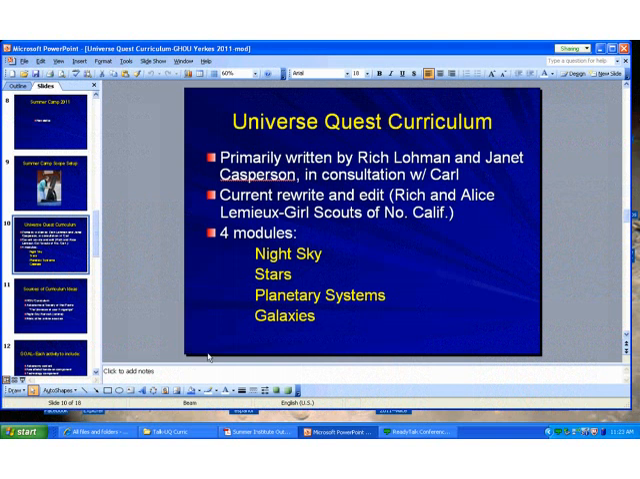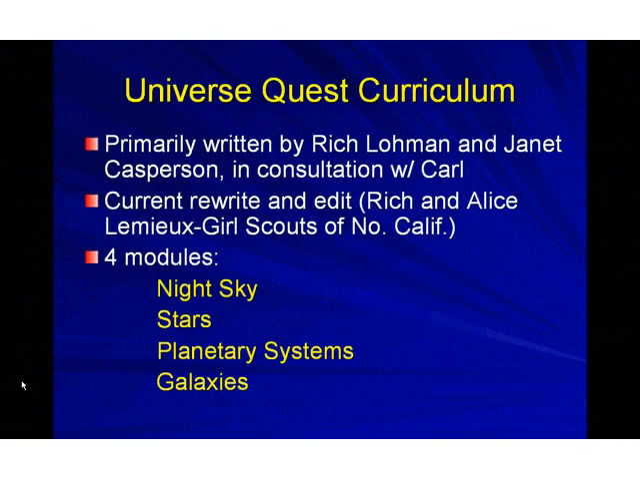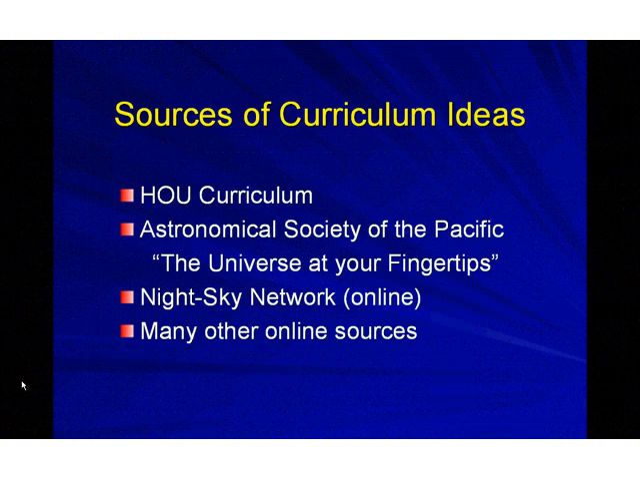So, moving on with the curriculum, it was primarily written by me and a young woman, Janet Kasperson, in consultation with Carl. We're doing a current rewrite. I'm working with Alice Lemieux, the Northern California Girl Scouts person who works with us. We've got 4 modules. Actually, I should say there are 5 modules. The 5th one would be the Thinking Worlds game, and I have not been a part of that part of the curriculum. Some of our sources: the original HOU curriculum, ideas that I've learned at the Yerkes conferences, the ASP, the University at Your Fingertips, Night Sky Network, and quite a few other online sources. These are our sources.